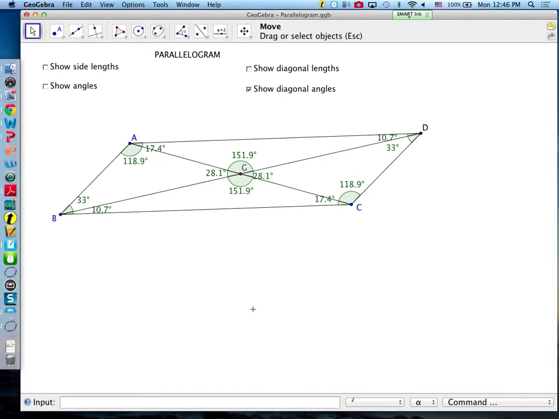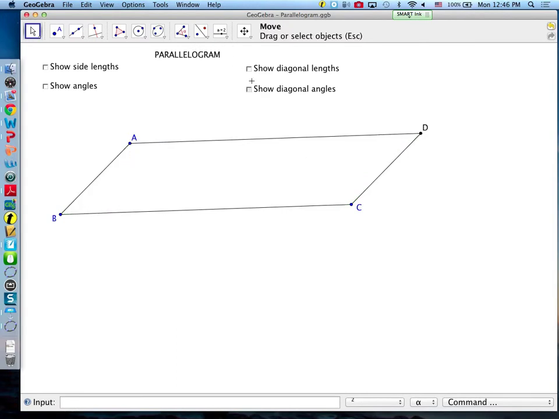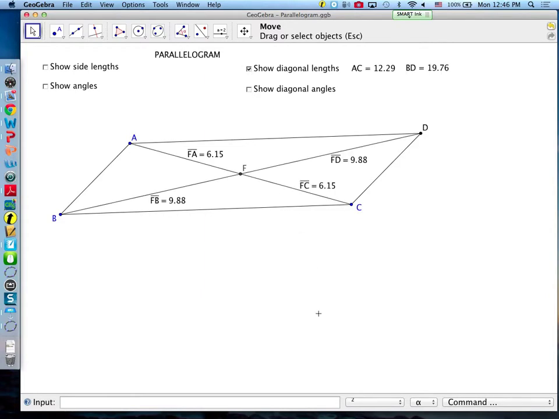Okay, on yours, before I just show you numbers, measure the whole diagonal. What's the length of one whole diagonal and then the other whole diagonal? The whole diagonals, are they the same? Okay. Jake, did you measure yours? Yeah. Are they the same? No, they shouldn't be.